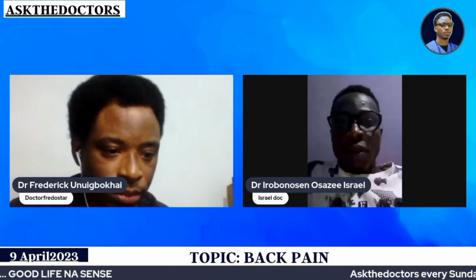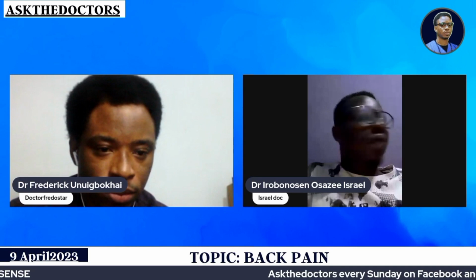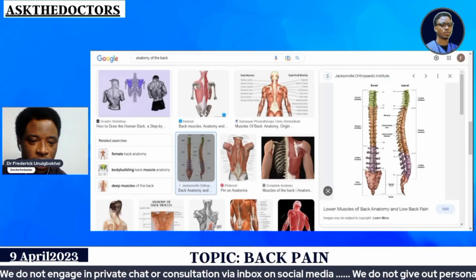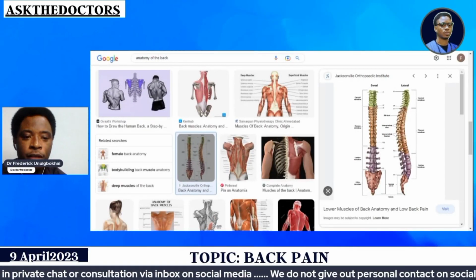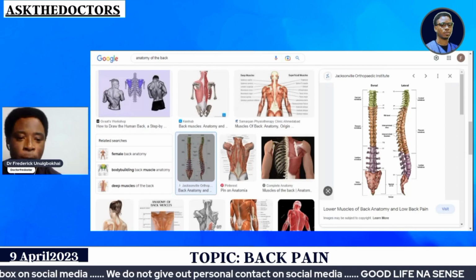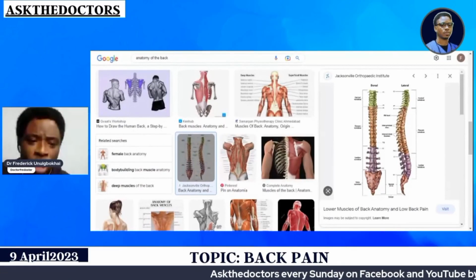Those things wey fit make person get back pain? Okay, there are some risk factors wey fit make people get back pain. Wetin dey my screen right now, na say every human being wey dey listen to me, this be like your back. Wetin I wan show you be say, look at this picture here.